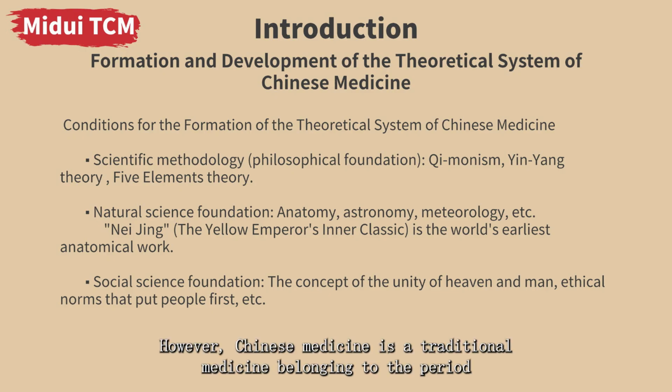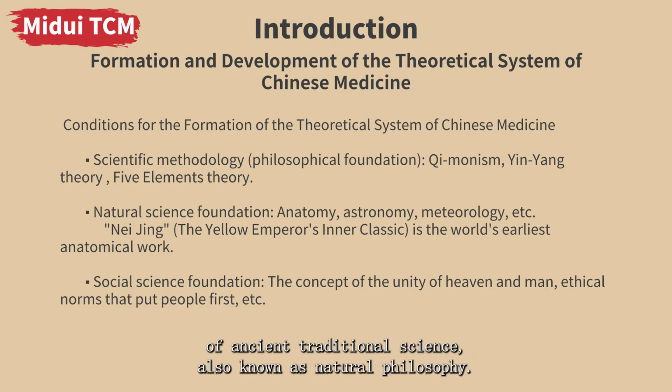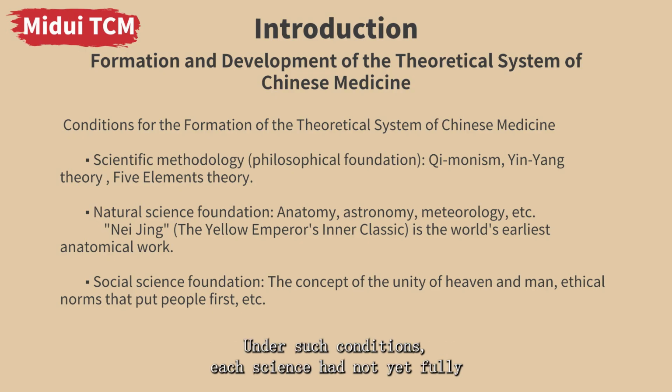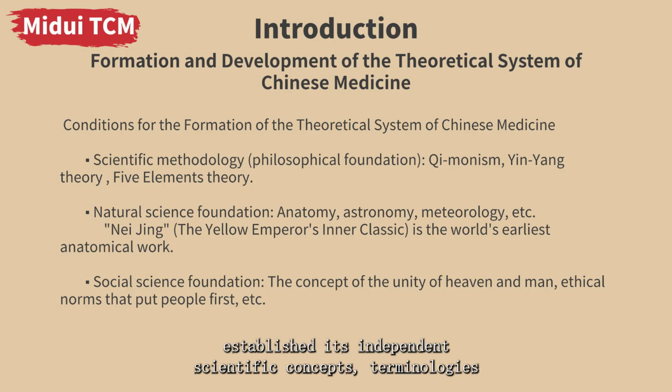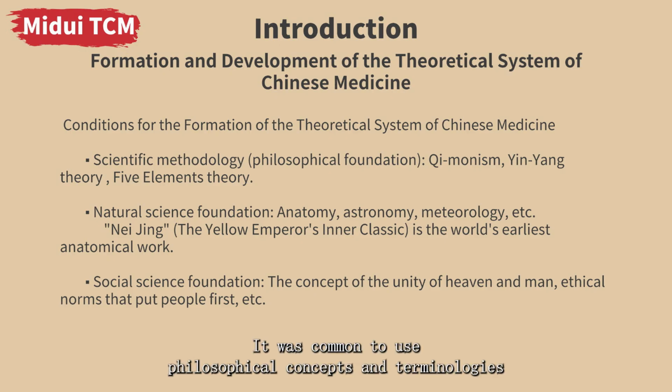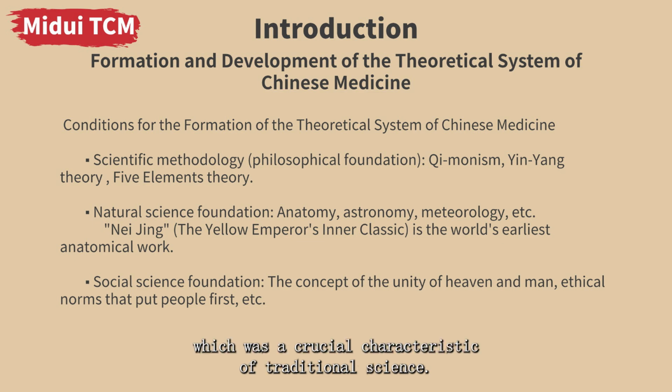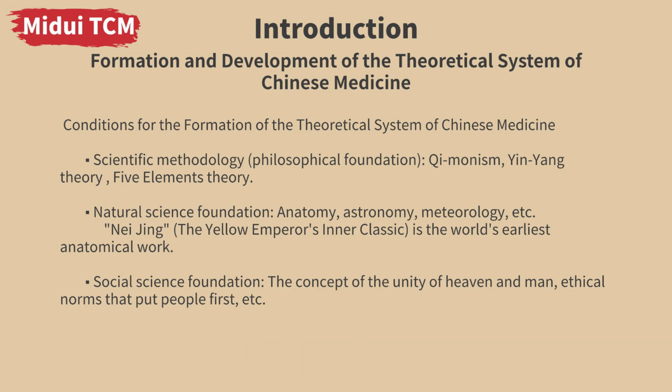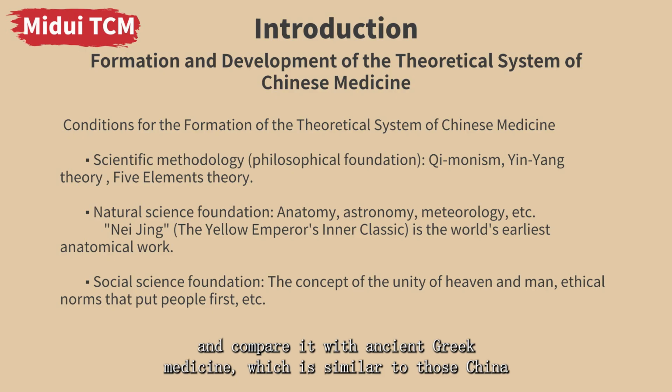However, Chinese medicine is a traditional medicine belonging to the period of ancient traditional science, also known as natural philosophy. Under such conditions, each science had not yet fully established its independent scientific concepts, terminologies, and principles, especially scientific concepts. It was common to use philosophical concepts and terminologies to explain disciplinary issues, which was a crucial characteristic of traditional science. This was true in China and abroad. If you have the opportunity in the future, you can study the history of Western medicine and compare it with ancient Greek medicine, which is similar to that of China.